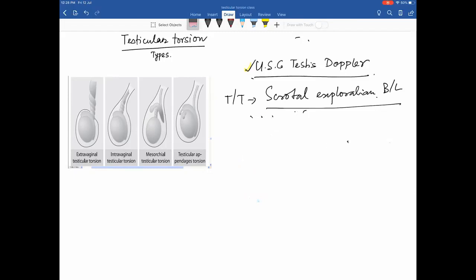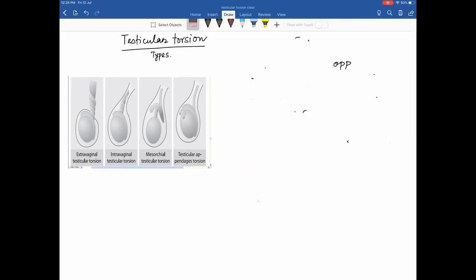Now, ending the topic with a few notes around extravaginal torsion of the testis. As you can see, extravaginal torsion is a very rare finding. An extravaginal torsion is a rare one and is usually seen in neonates. Please remember, it is usually seen in neonates.